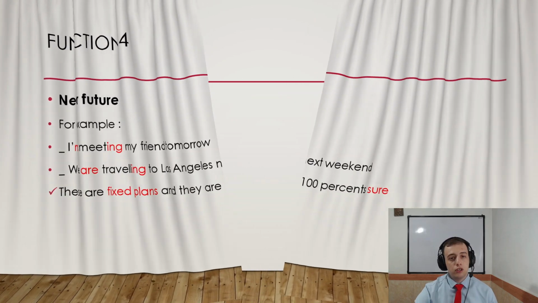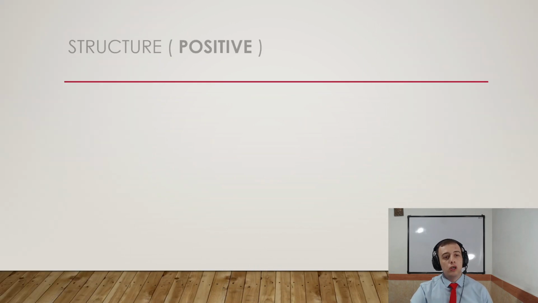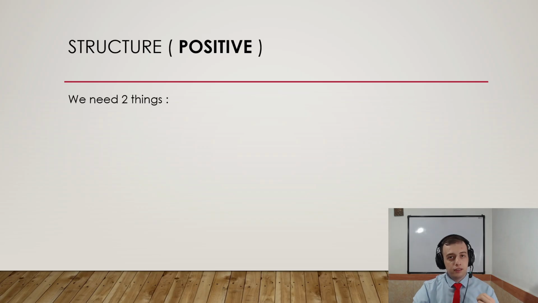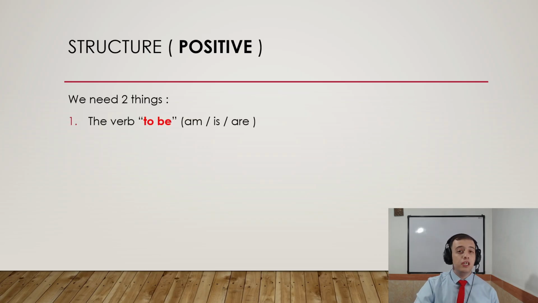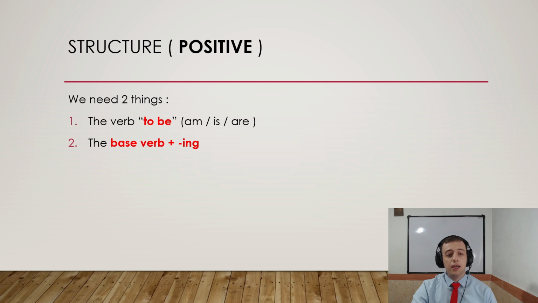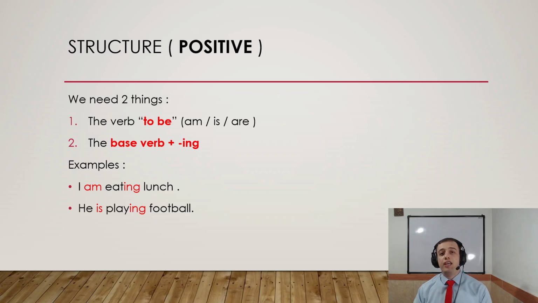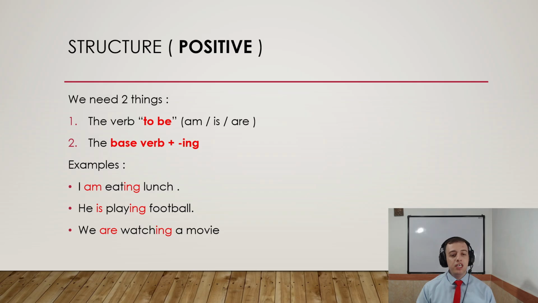All right, so now let's go to the next part, the structure. The positive structure is this. We need two things, right? The verb to be like am, is, are, and the base verb plus ing, as you saw in the examples. Now here are more examples. I am eating lunch. He is playing football. They are doing something right now. And we are watching a movie.